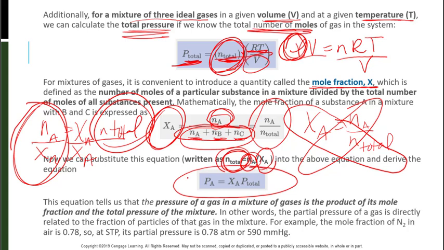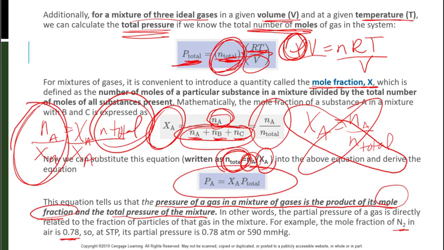And this equation tells us that the pressure of a gas in a mixture of gases is the product of its mole fraction and the total pressure of the mixture. In other words, the partial pressure of a gas is directly related to the fraction of particles of that gas in the mixture. For example, the mole fraction of N2 in air is 0.78. So at standard temperature and pressure, its partial pressure is 0.78 atm, or 590 millimeters of mercury.